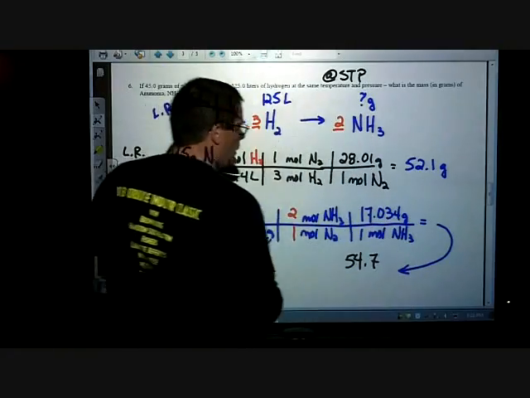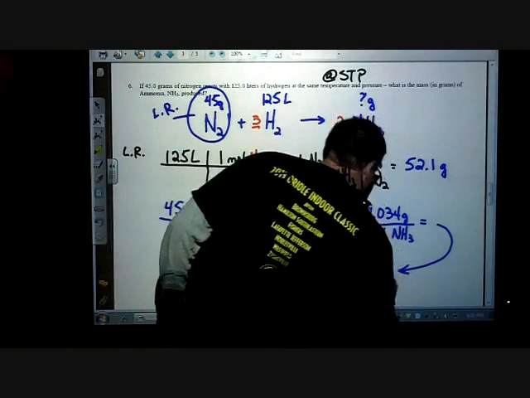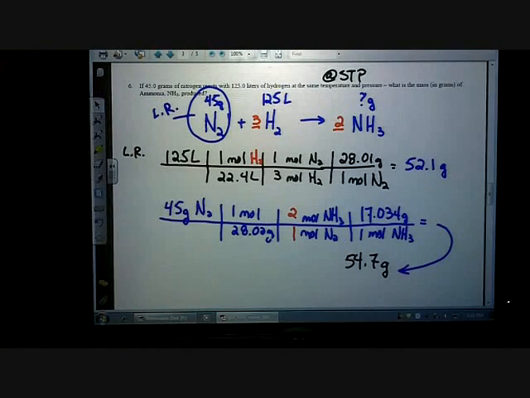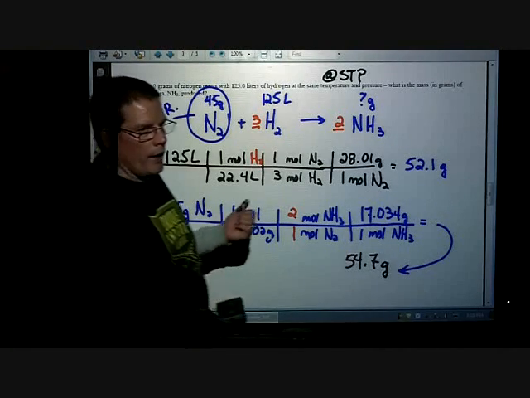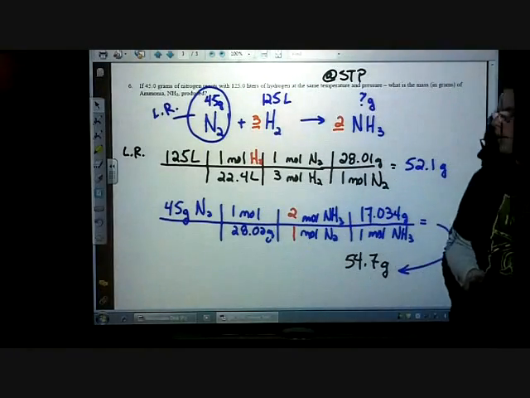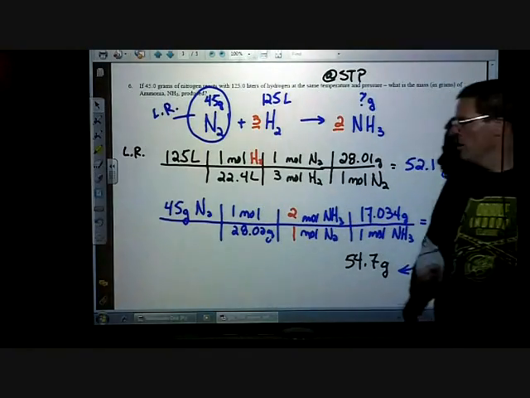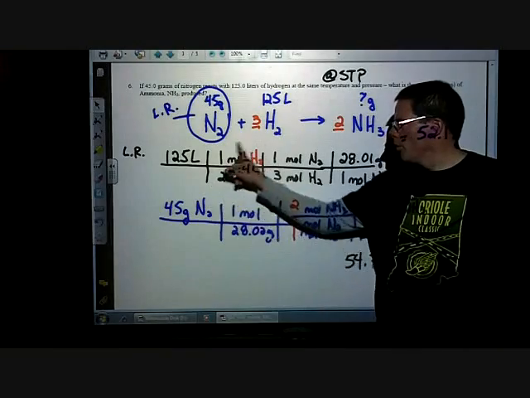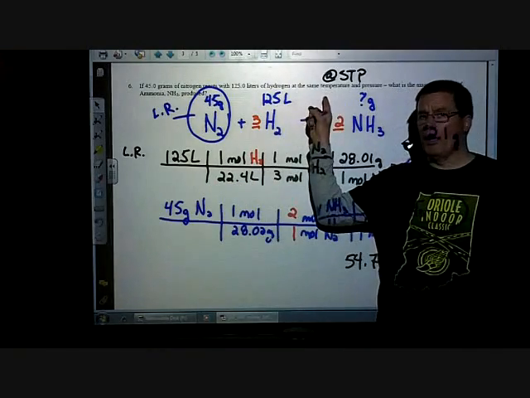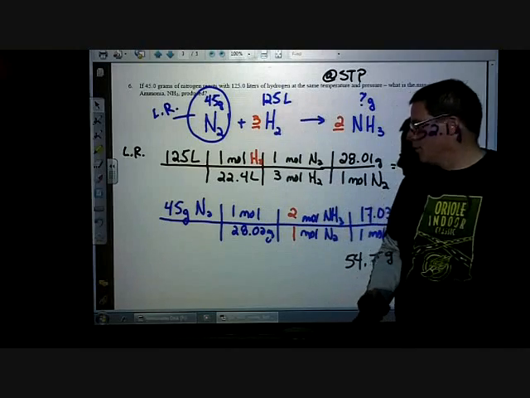So 54.7 grams of ammonia. Okay. All right, so really, that's not a whole lot different than what we did before spring break. The only thing really that's new is right here with the 1 mole equals 22.4 liters. And again, that can only happen at STP. Okay.